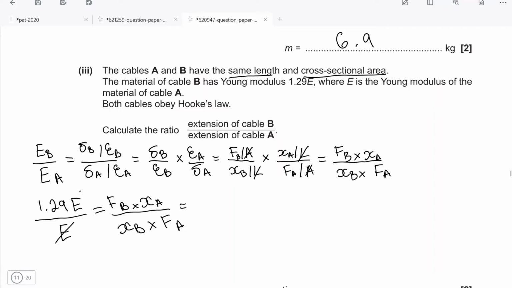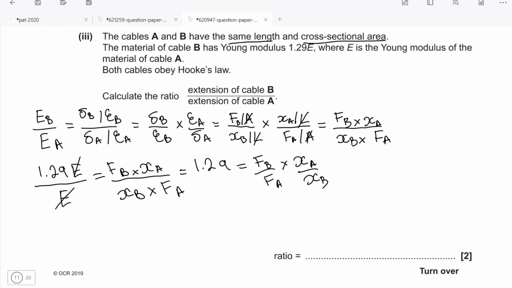Okay, so we can cancel all the E's as well, and what we're left with is 1.29 is equal to FB over FA times XA over XB. All we need to do, because we're looking for the extension of cable B, is bring the XB's to the other side of this equation. Let's simplify this even further.